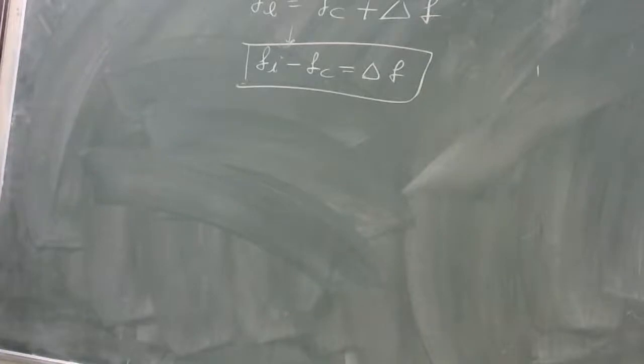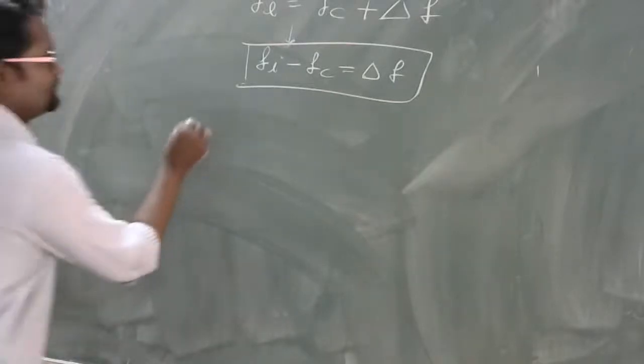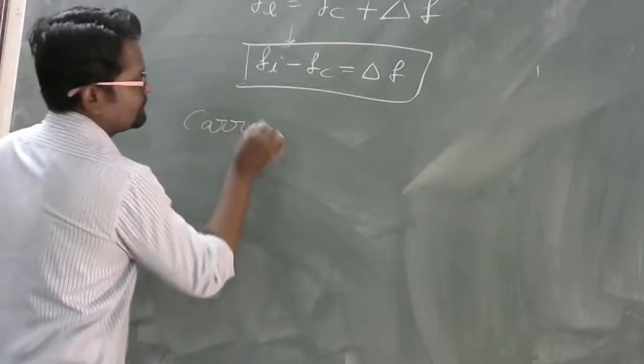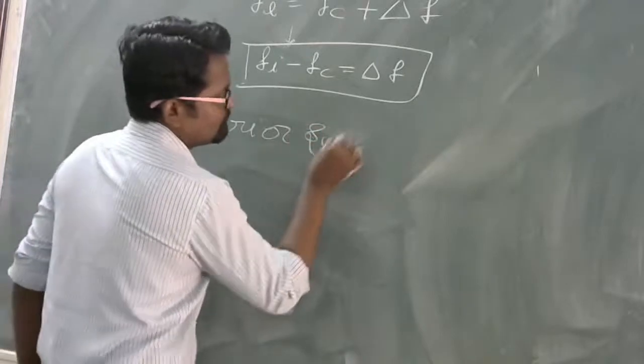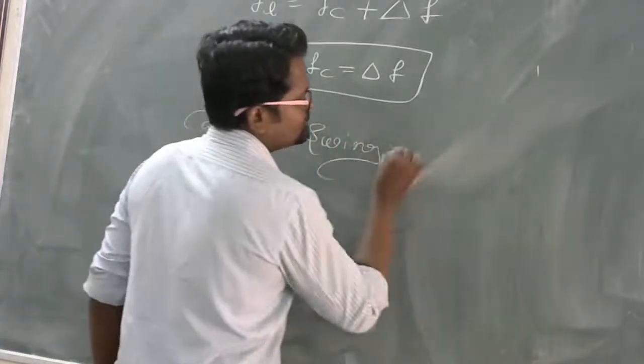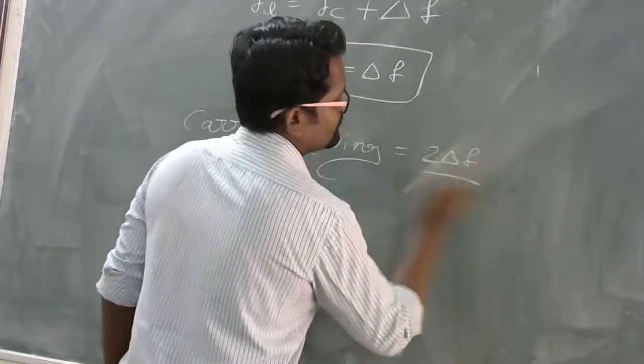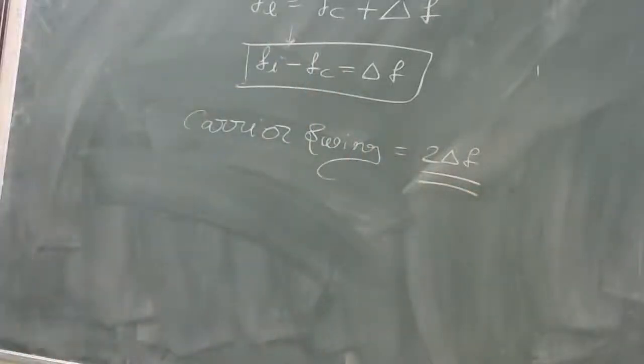Now, how can we calculate the value of carrier swing? What is the value of carrier swing? 2 delta. Very good. Carrier swing equals 2 delta, twice the frequency deviation.